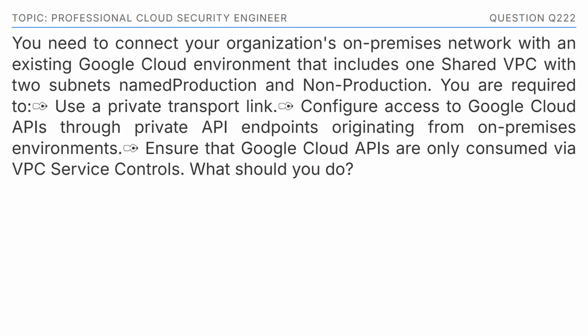You need to connect your organization's on-premises network with an existing Google Cloud environment that includes one shared VPC with two subnets named production and non-production. You are required to use a private transport link. Configure access to Google Cloud APIs through private API endpoints originating from on-premises environments. Ensure that Google Cloud APIs are only consumed via VPC Service Controls. What should you do?